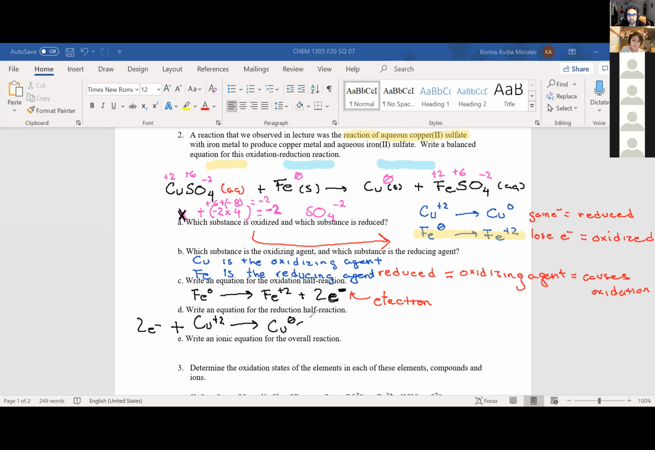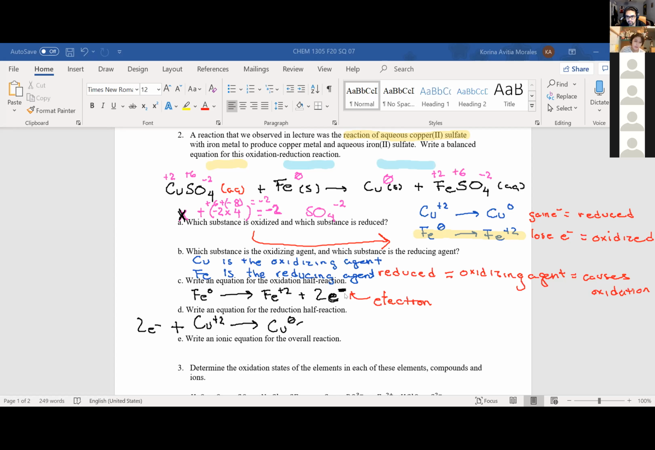Nope. Okay, I have a question. Yes, what's up? Can you please explain how come on the reduction half reaction for D you put the electrons on the left side, compared to the oxidation half reaction where they're on the right side?